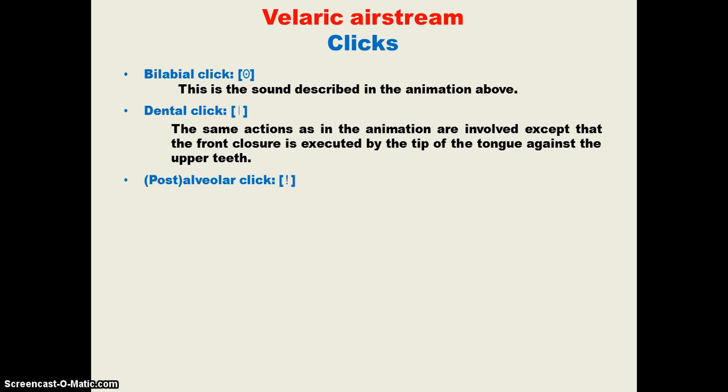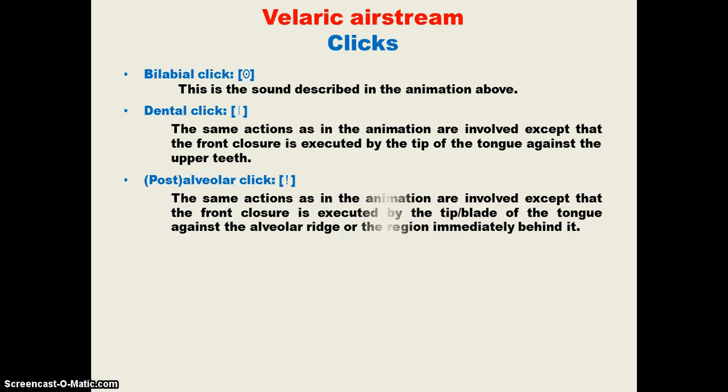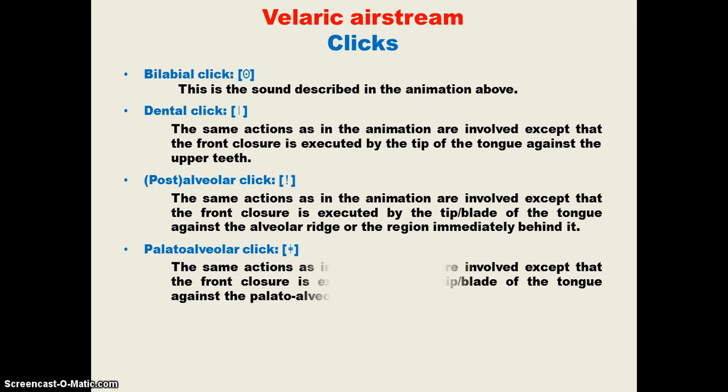There's also a post-alveolar or alveolar click. The same actions as in the animation are involved, except that the front closure is executed by the tip or blade of the tongue against the alveolar ridge or the region immediately behind it. Another type of click is the palato-alveolar click. The same actions as in the animation are involved, except that the front closure is executed by the tip or blade of the tongue against the palato-alveolar region.